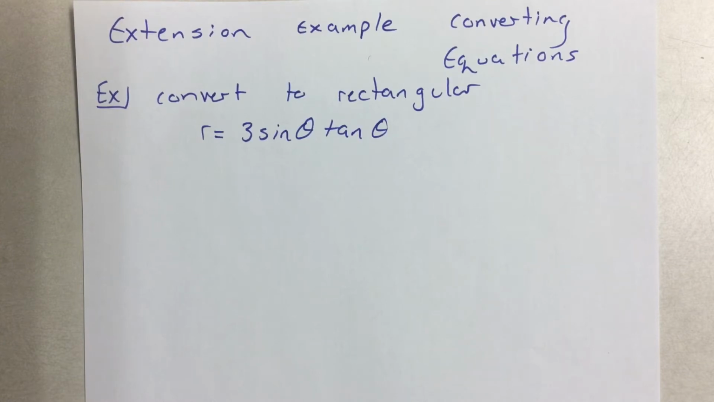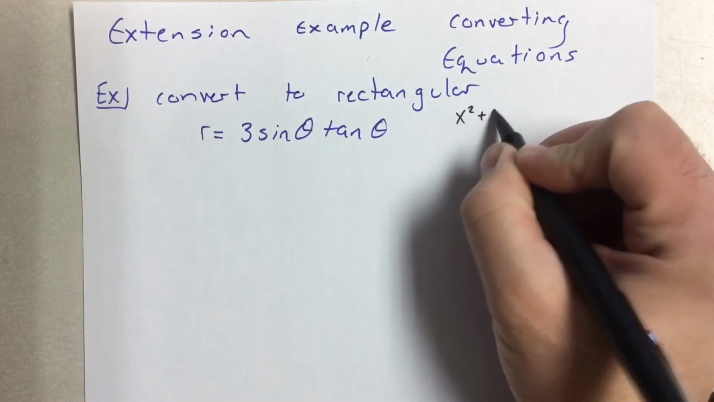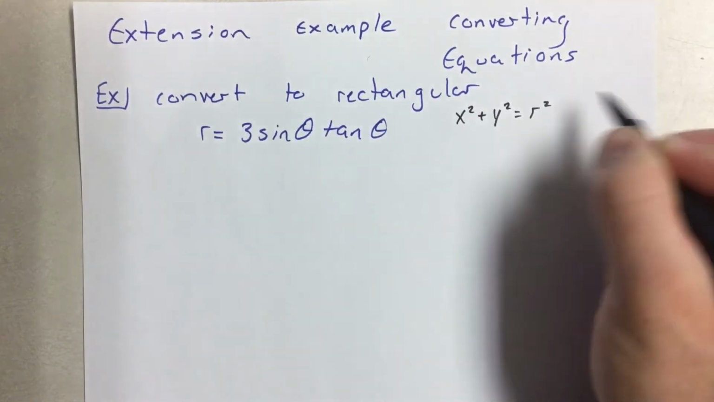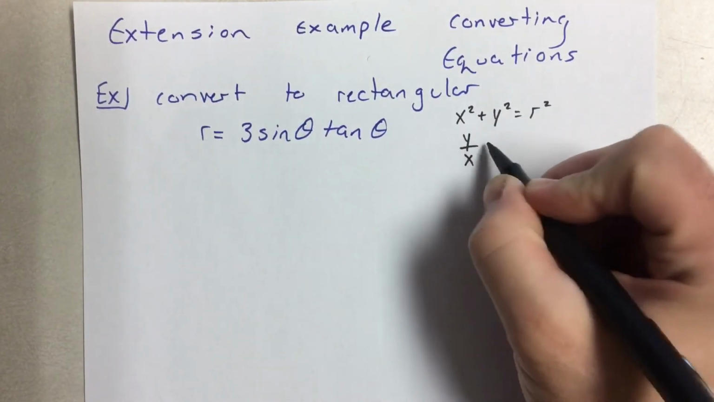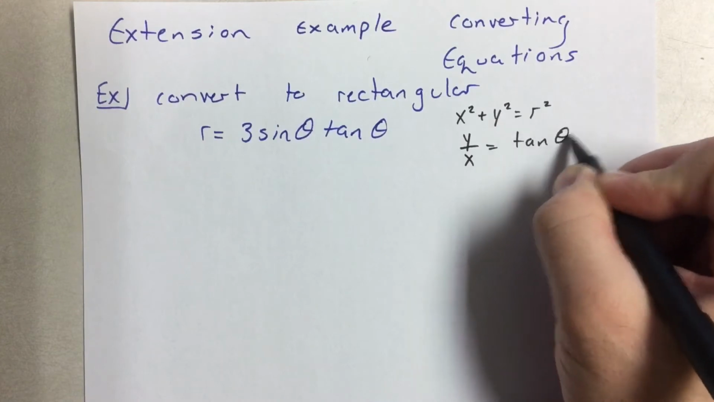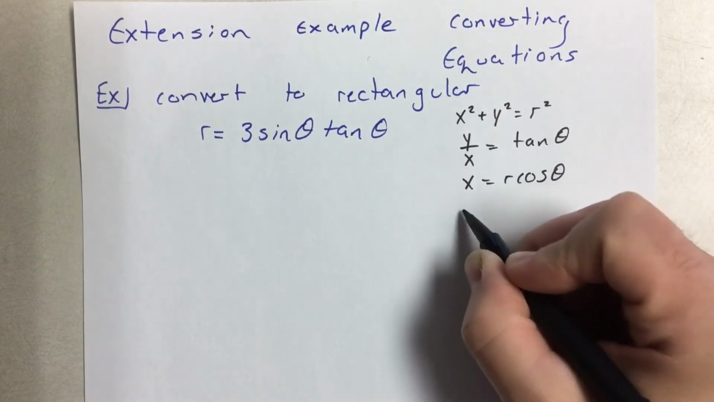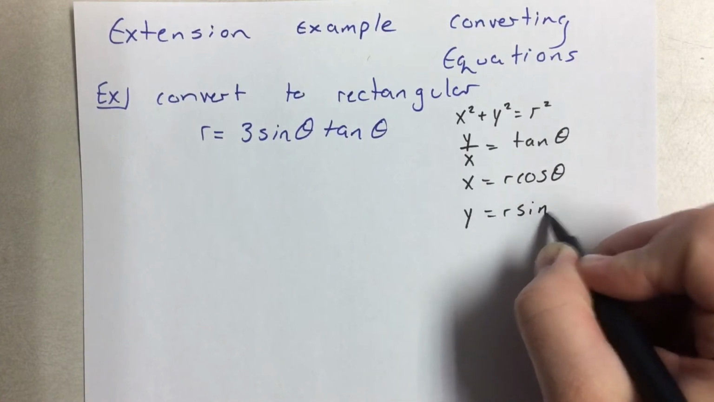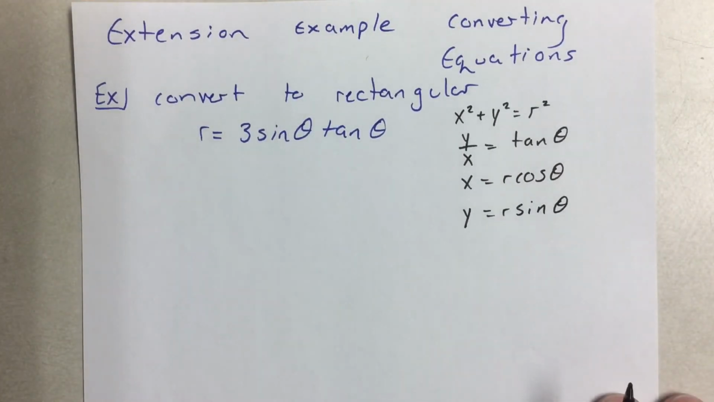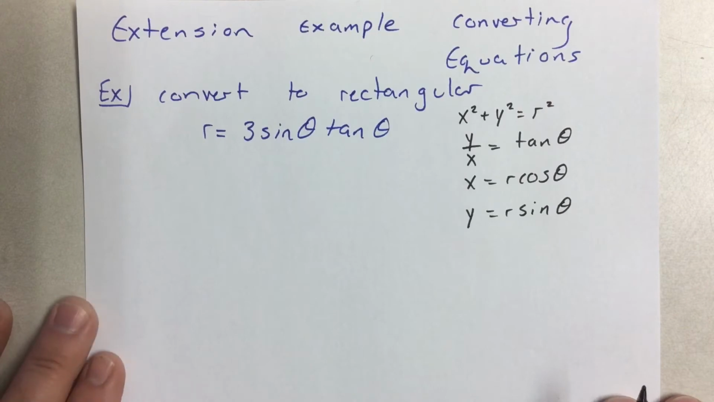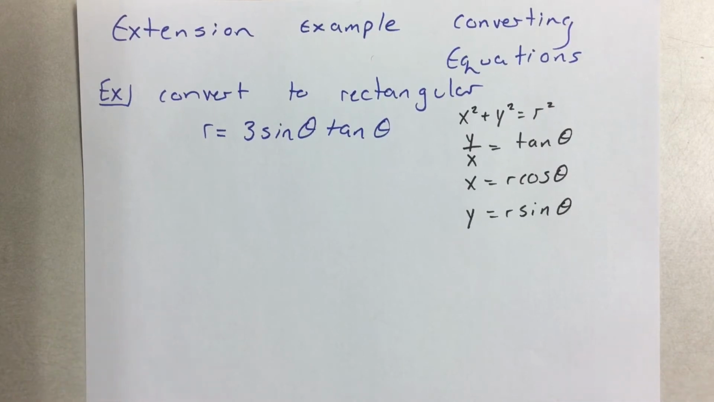Remember, we have a couple of our conversion equations. We have x squared plus y squared equals r squared. We have y over x equals tangent of theta. And we have x equals r cosine theta and y equals r sine theta. So keep these in mind as we're looking at converting. The goal here is to substitute in x and y.